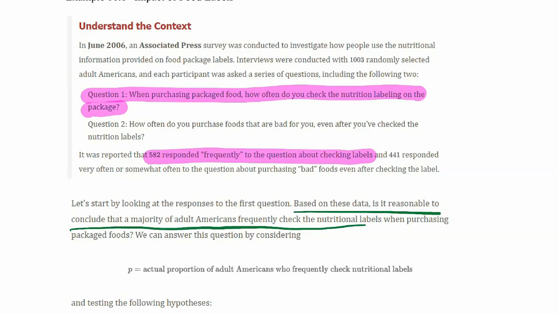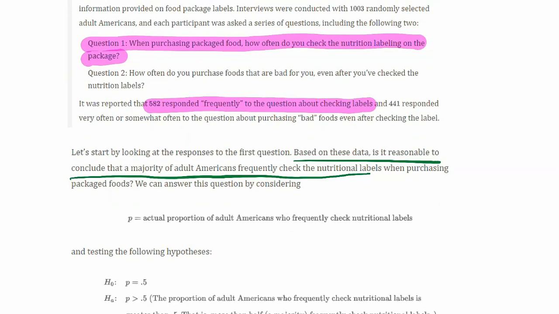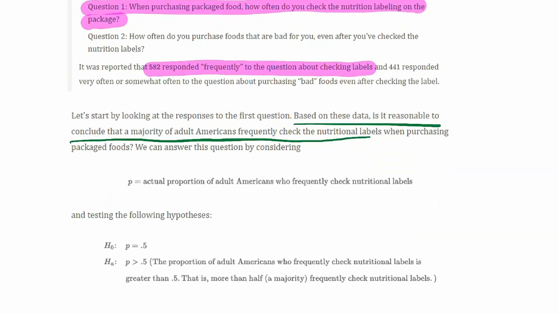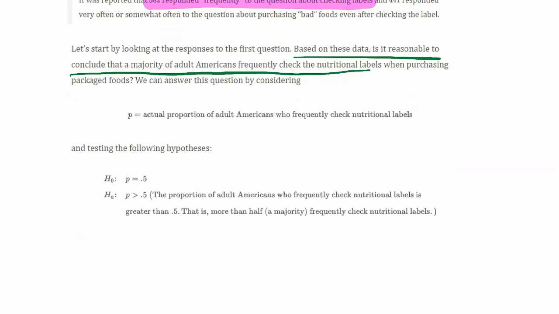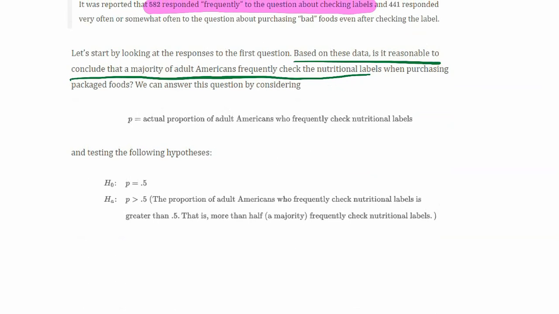So P is going to be the actual proportion of adult Americans who frequently check labels. And so based on the wording underlined in green, here's how we set up our hypotheses statement. We start with what's called H sub 0. That's the value we assume to be the true proportion. And this is also the value that we're kind of testing against.